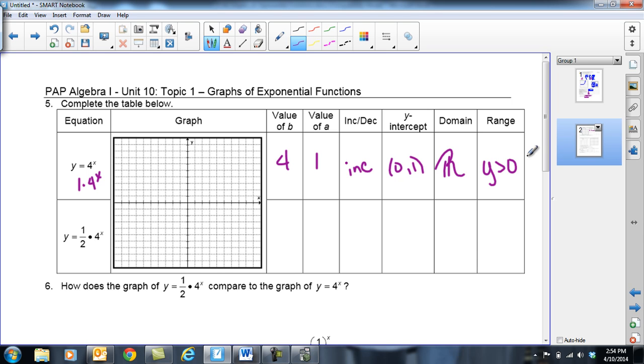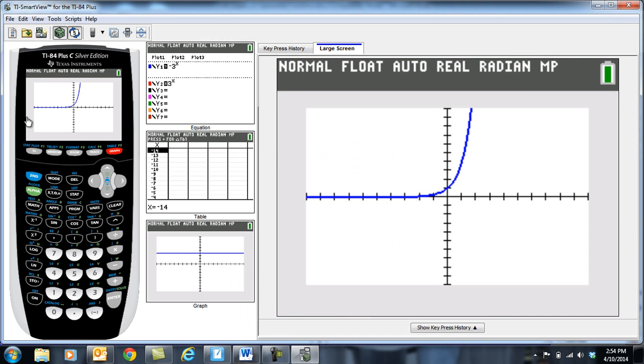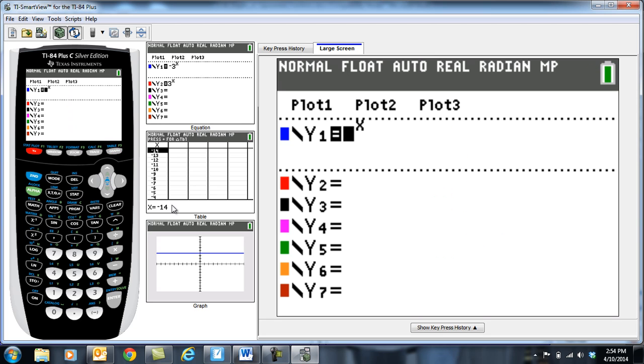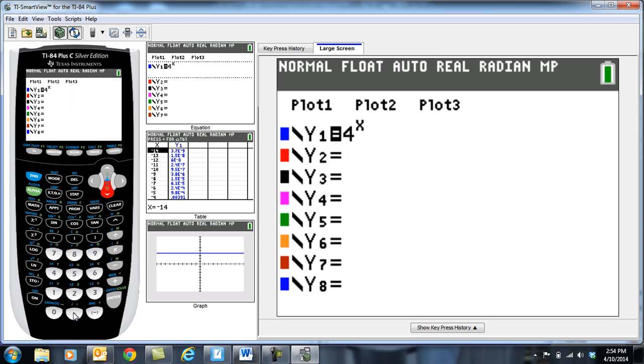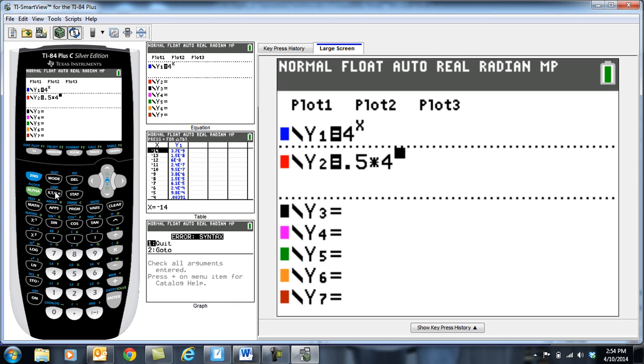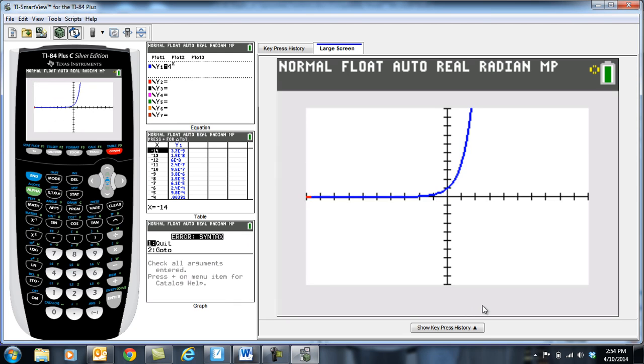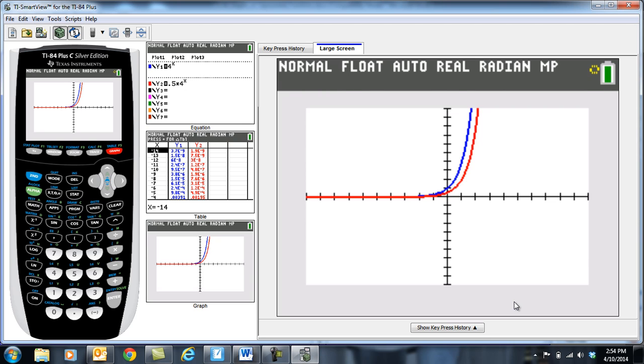So now let's talk about what happens if I multiply it by 1/2. So I'm going to take 4 to the power of x and I'm going to multiply it by 1/2. So we're going to go back to our calculator, and this time I'm going to put it in the second one. So I'm going to do 0.5 times 4 to the power of x. And I'm going to graph that one so I can compare it. And so there it is. That one increases at a slower rate. Okay, it's not getting as big as fast.